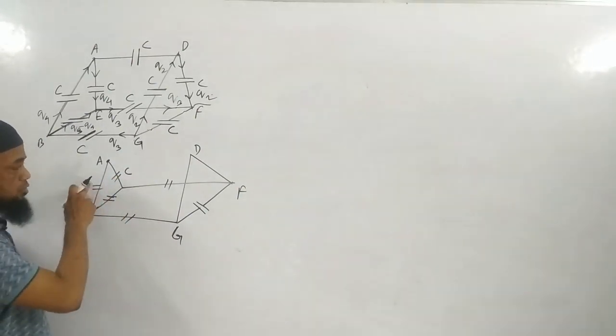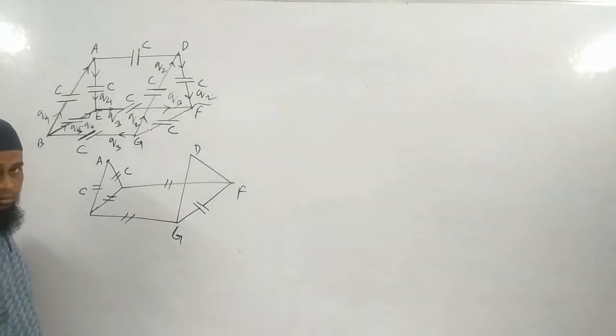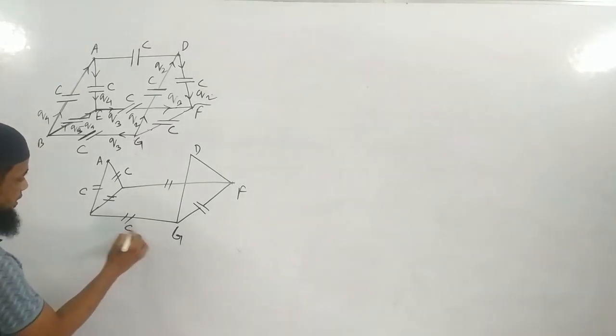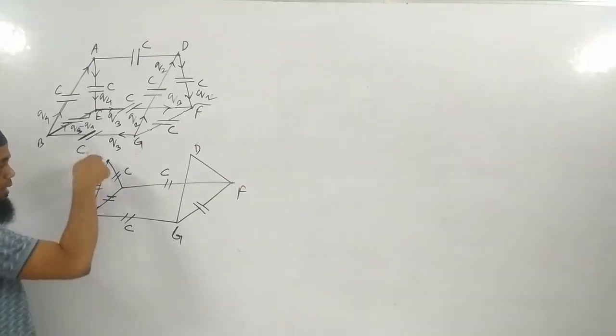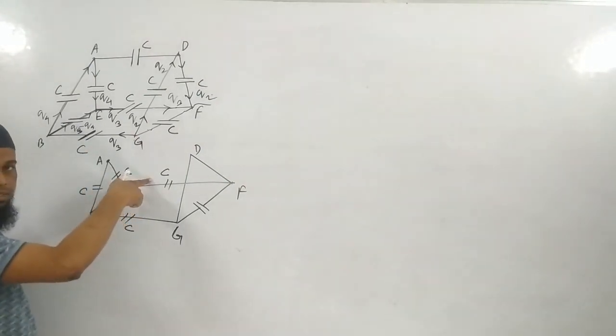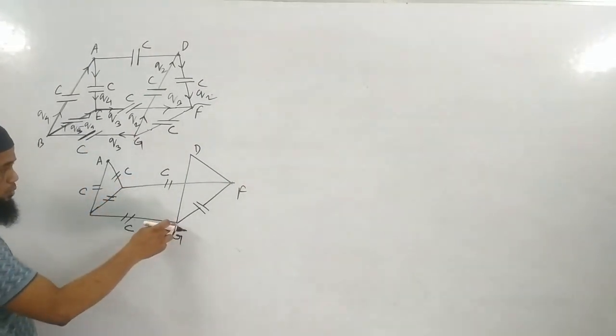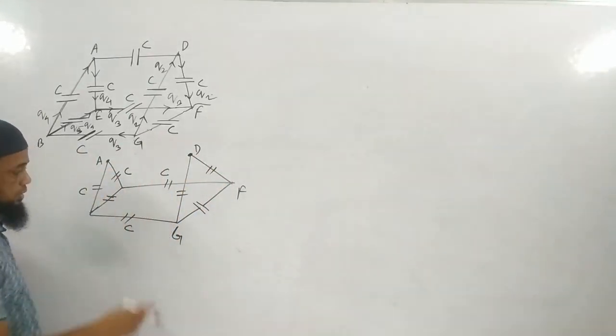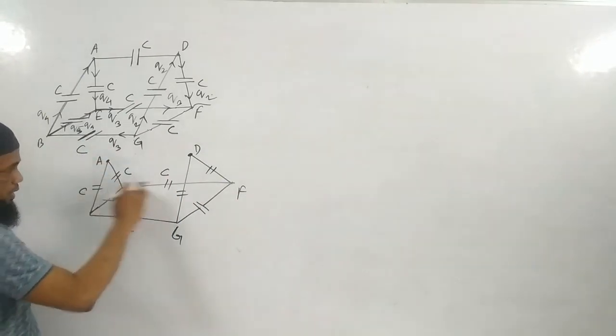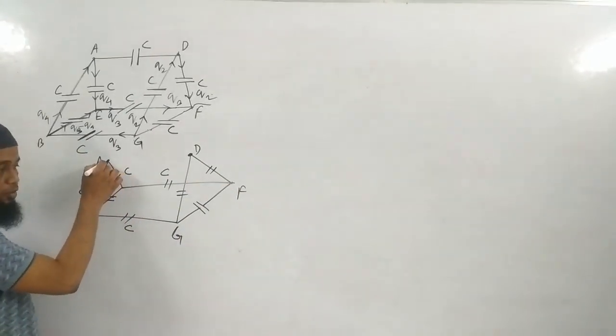Had it been 5 microfarad and this 6 microfarad, the picture would have been different. Now this is also C, that is also C, this is also C, this is also C. This part and that part are exactly identical. So you can see between Z and F, D is exactly the midpoint, and going this way, A is exactly the midpoint.